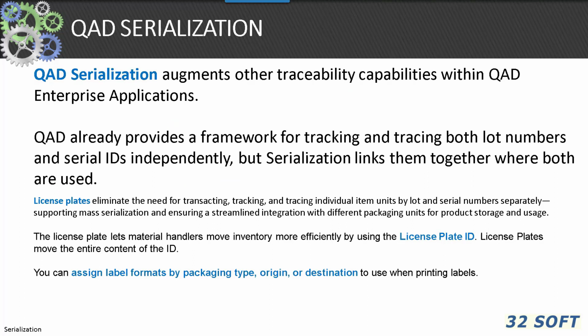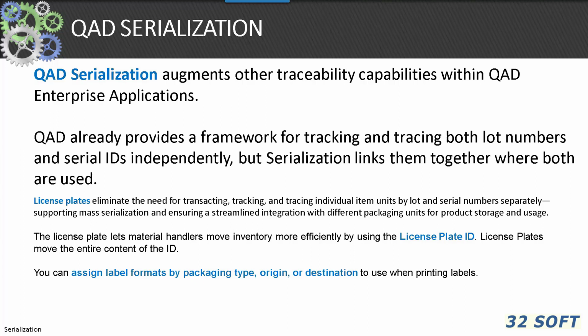QAD serialization is becoming more and more prevalent in all types of manufacturing. Automotive industry, food, even consumer products. With the advent of IoT and digital twins, all products are tending towards these types of RFID, QR codes, etc. QAD has always had serial control, but the new serialization augments other traceability capabilities in QAD.